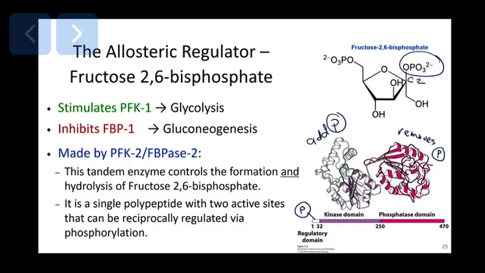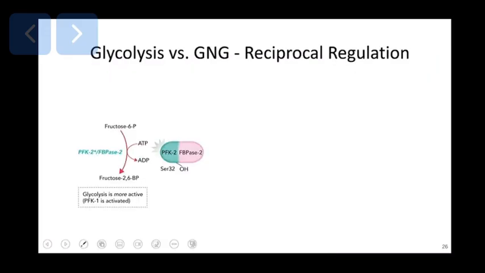Okay, so there's this idea of reciprocal regulation that's going to be really important. In order to phosphorylate the enzyme, that's going to tell it whether the kinase domain is on or the phosphatase domain is on. When the kinase domain's on, we're making fructose 2,6-bisphosphate, and when you have fructose 2,6-bisphosphate, you're going to stimulate PFK1 and glycolysis. If the phosphatase domain takes over and removes that phosphate, then it's no longer stimulating glycolysis and inhibiting FBP1. All right, so let's walk through this diagram. If we start on the left with fructose 6-phosphate, here's our tandem enzyme that is going to transfer the phosphate onto carbon number 2 to form fructose 2,6-bisphosphate.